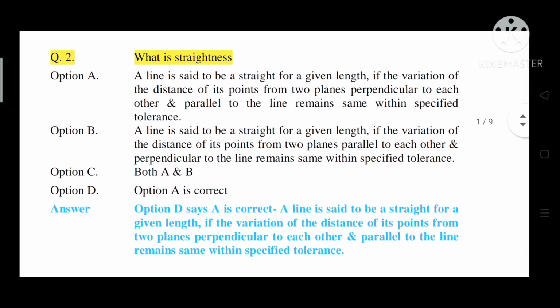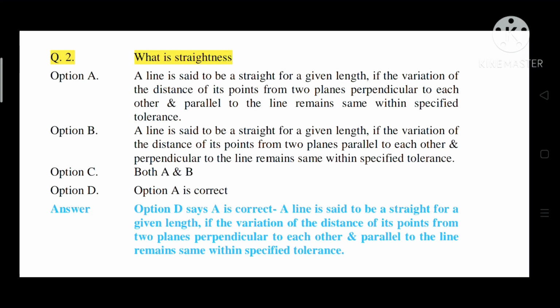Question number 2. What is straightness? Option A, a line is said to be straight for a given length if the variation of the distance of its point from two planes perpendicular to each other and parallel to the line remains same within specified tolerance. Option B, a line is said to be straight for a given length if the variation of the distance of its point from two planes parallel to each other and perpendicular to the line remains same within specified tolerance. Option C, both A and B. Option D, option A is correct.